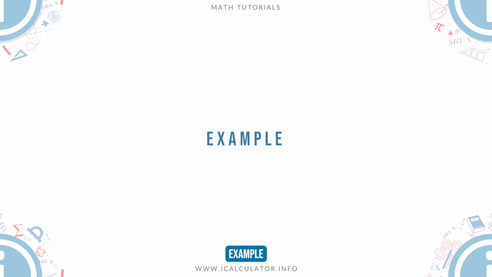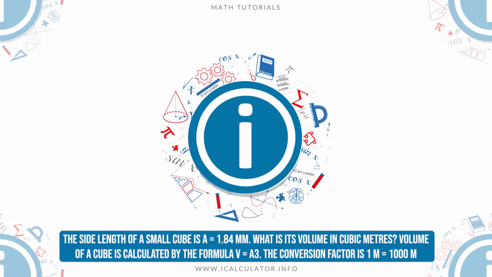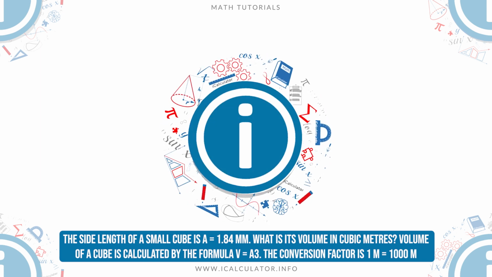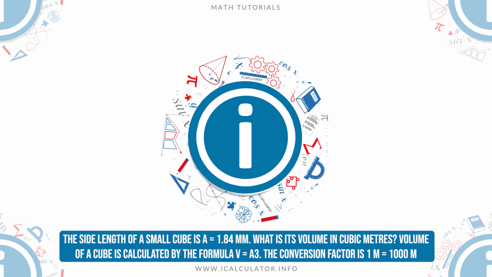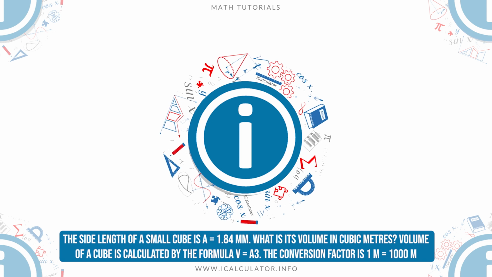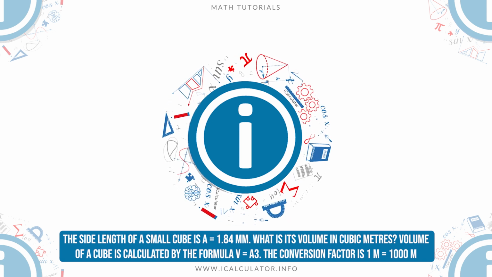Example. The side length of a small cube is a, equals 1.84 mm. What is its volume in cubic meters? Volume of a cube is calculated by the formula V equals a cubed. The conversion factor is 1 meter equals 1000 millimeters.